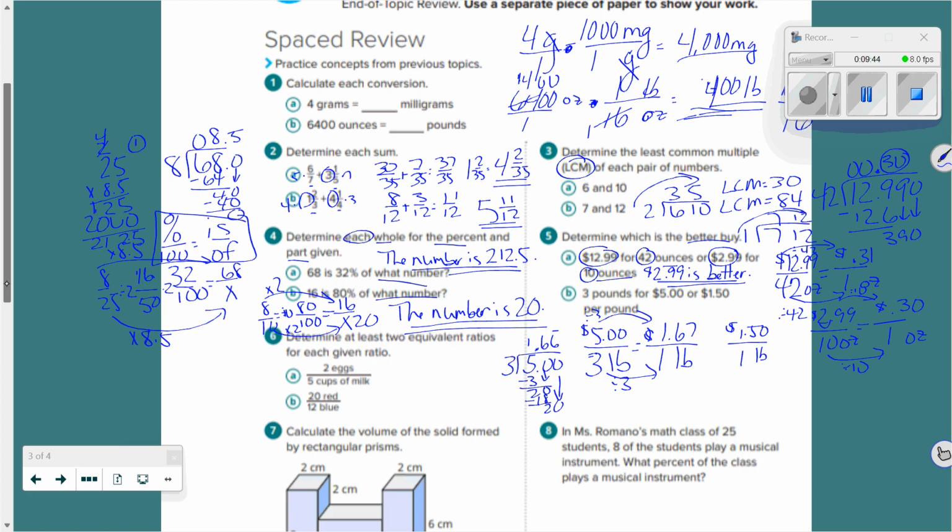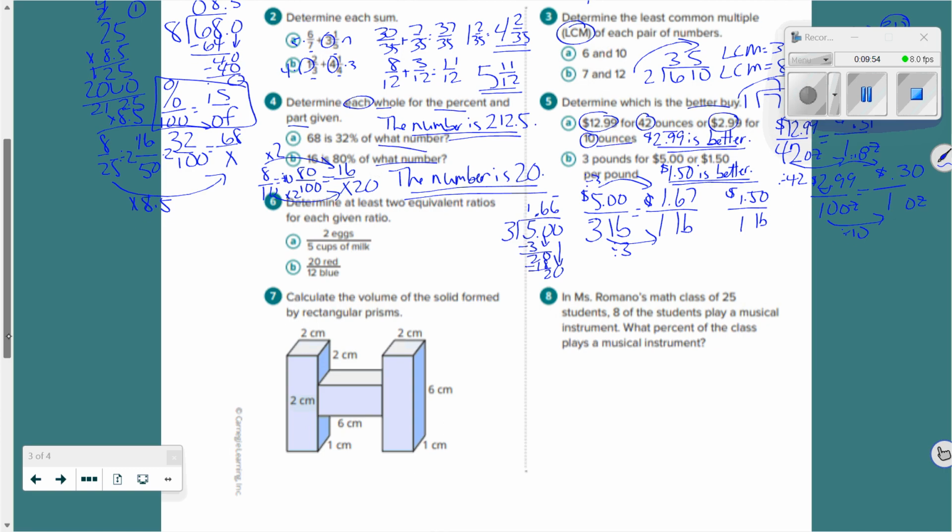$1.50. So 150 is better. I'm so right. I knew it. Okay, number 6 should be the question on the test.